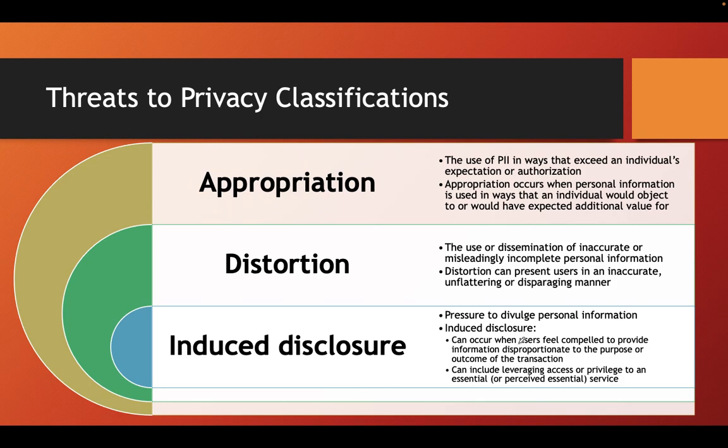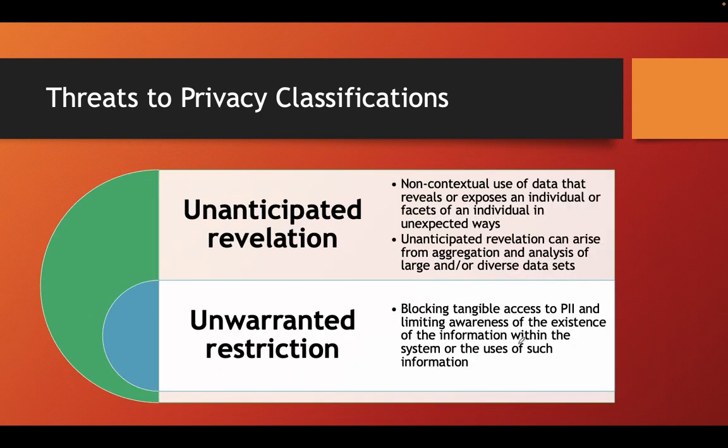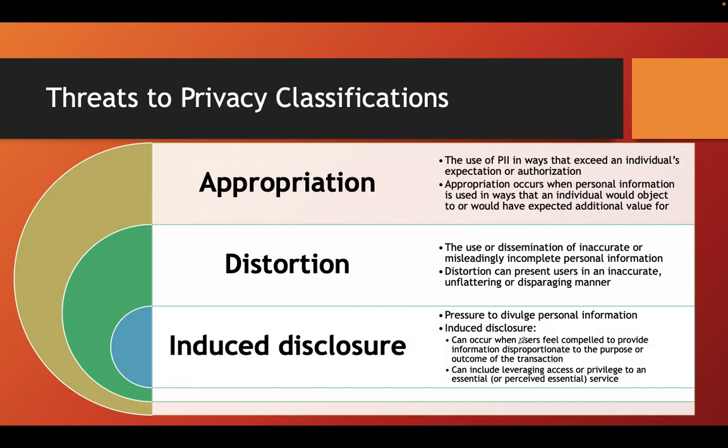Threats to privacy classification. There are about 7 different threats that could happen to your organization, to the individual, or to the enterprise. The first one is called appropriation. Appropriation is the use of personally identifiable information in ways that exceed the individual's expectation, or the way you have given authority for them to use your information.